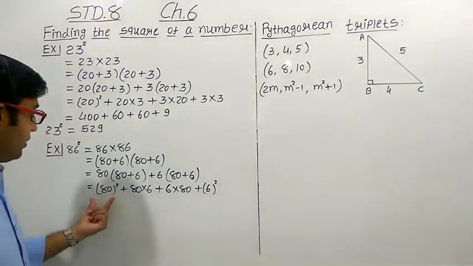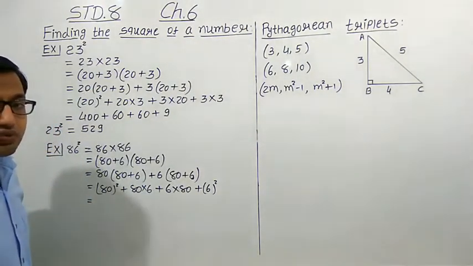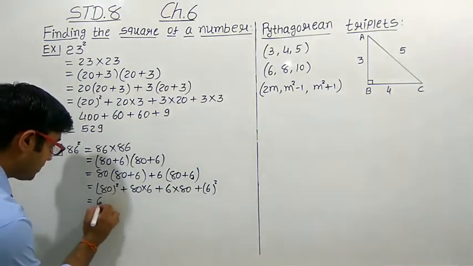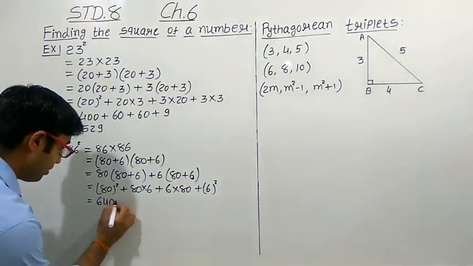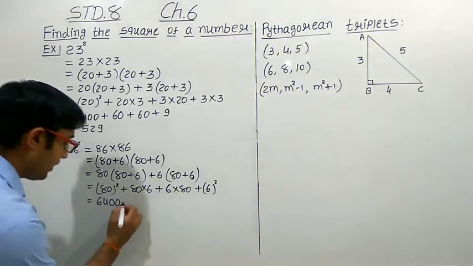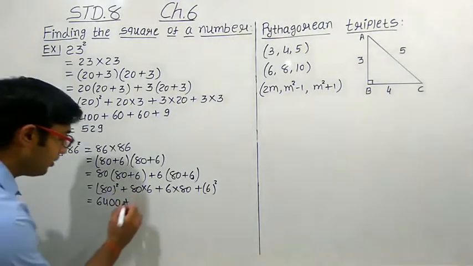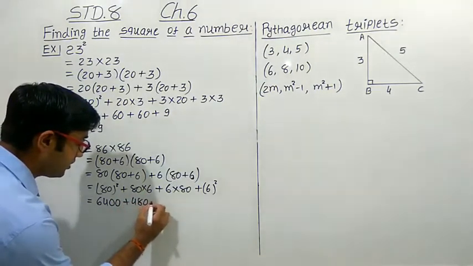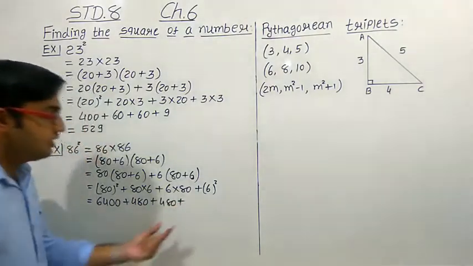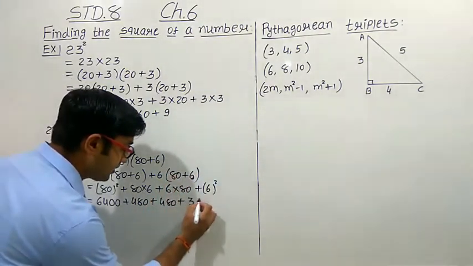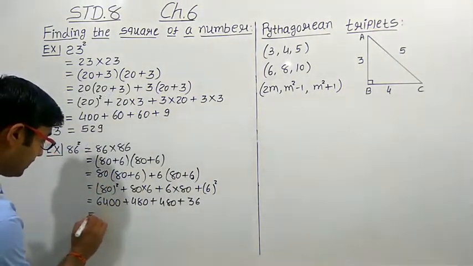Now here we have to do 80 square, that is 8 square. First of all, 8 square is what? 64. So 6 4. Now how many zeros are there? 1. So in the square we have to put 2 zeros. Okay. Now here 80 into 6, that is 8 sixes are 48, so 480. In the same way here also we get 480, and 6 square is what? 36.